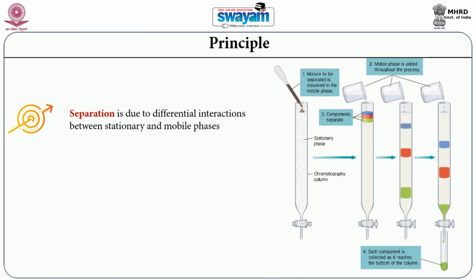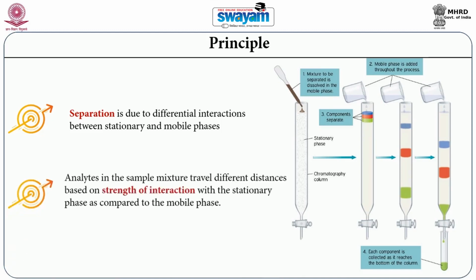So again, it basically means that the analytes which we see in the sample mixture travel different distances based on the strength of interaction with the stationary phase as compared to the mobile phase. And because of the different distances traveled, which is an indication of the speed at which each of them would transfer between the two phases, these analytes will then separate out.